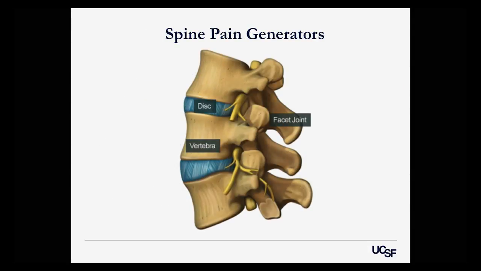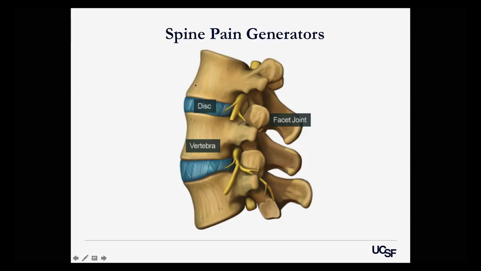So let's talk about what might be potential generators of back pain. And we'll focus on this model of the spine, which is a model of the lower back. Within the spine, the vertebral bodies, the cartilage, and the ligamentous structures work together to protect the spinal cord, support the weight of the upper body, and facilitate movement. Each component of this complex system is dependent upon the other.